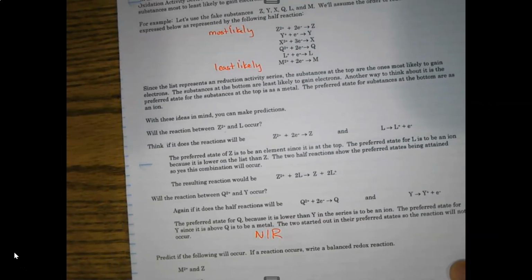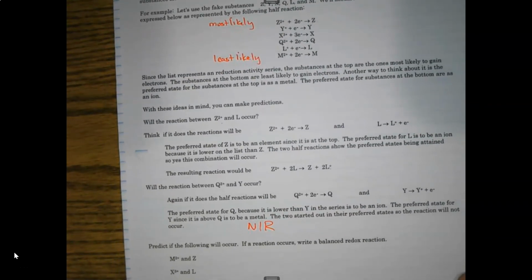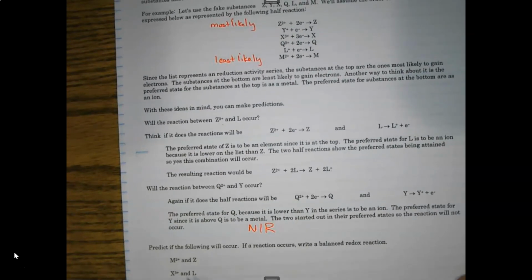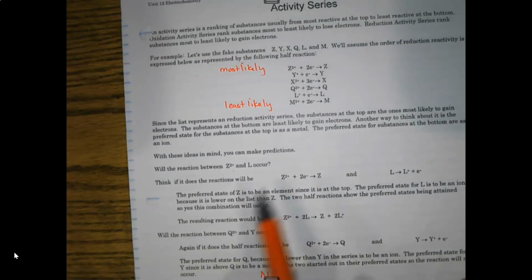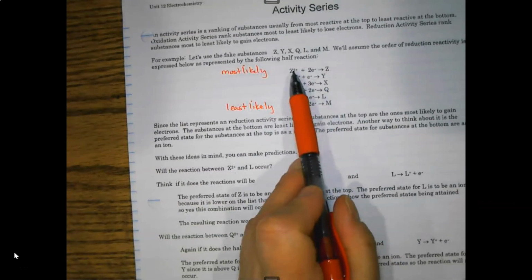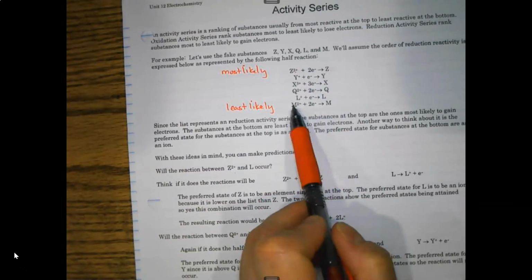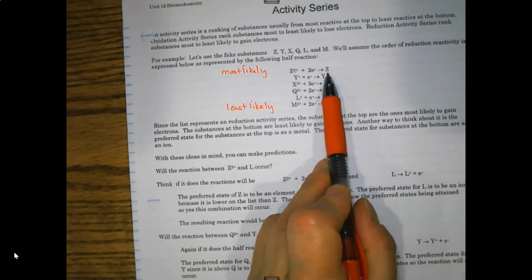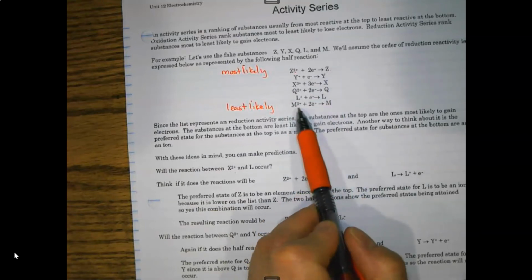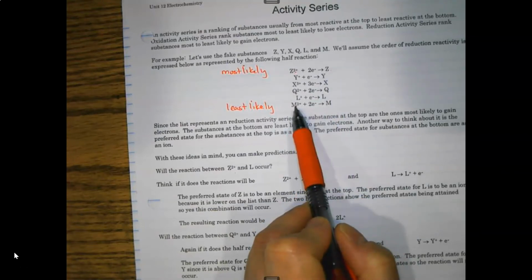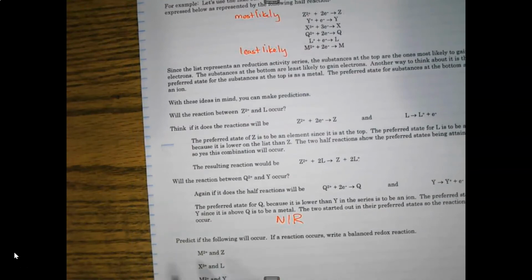So let's just do a few more just as practice. I've got M2+ and Z. Okay, M2+ and Z, very top and very bottom. Z is the substance that wants to be the metal. M is the substance that wants to be the ion. And that's what I have. So no reaction going on here.